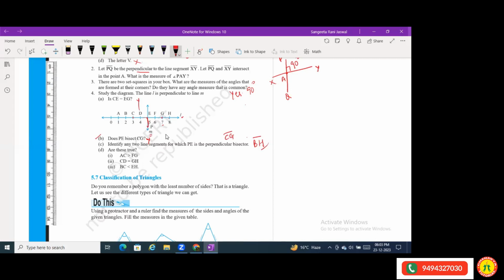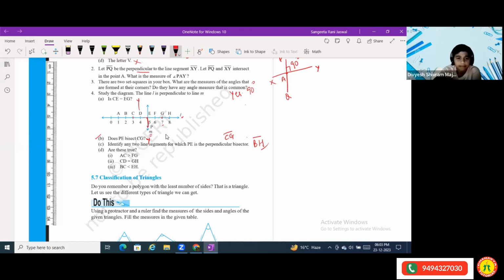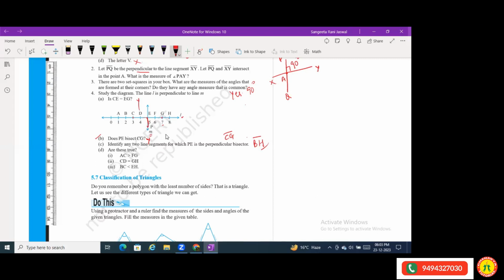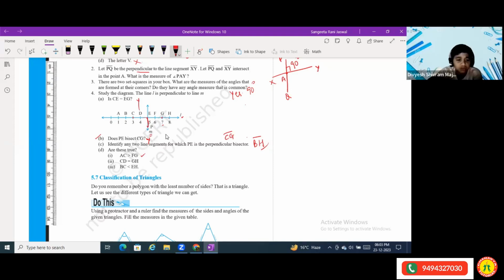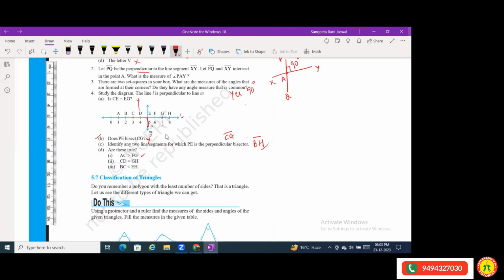Divesh, you will tell me now, are these true? AC greater than FG? Yes, ma'am, it is true. CD is equal to GH. Yes, ma'am. I think all three are true. Yes, that is also one unit. All three are true. That means BC is less than EH. That is also true. Yes, right.